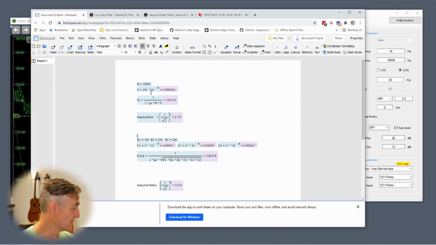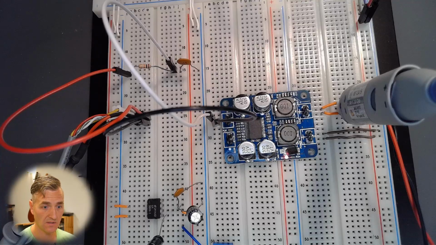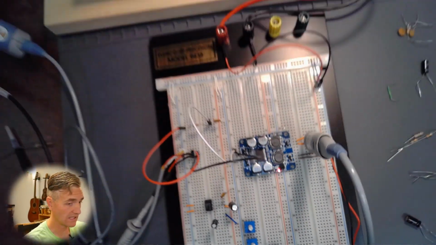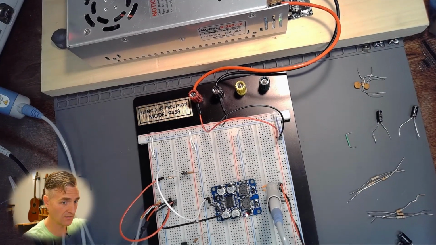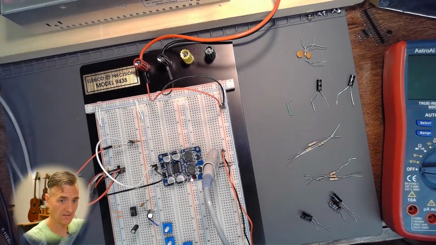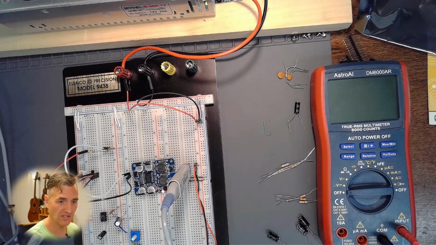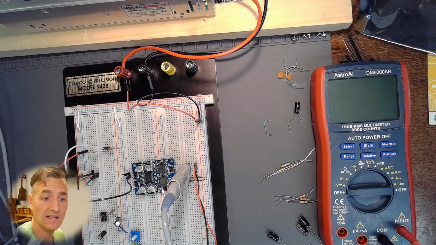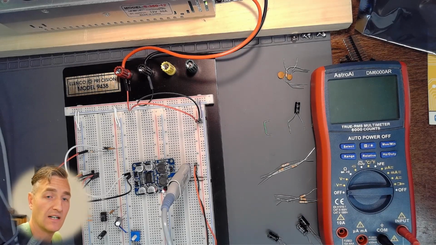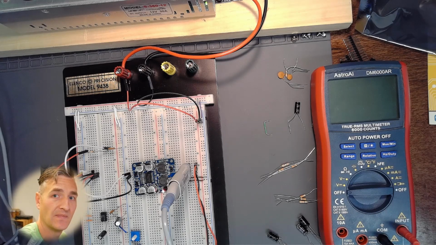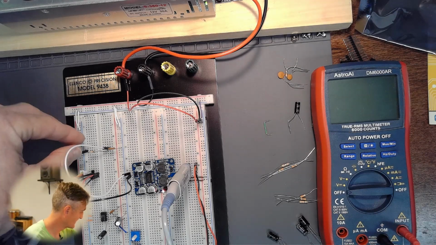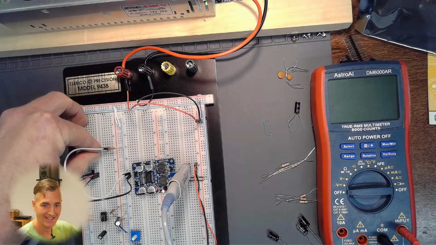You know what I can do really quickly? Let's measure the R and see if that is actually a 10K resistor. So I'm going to look back over here. Let's go back up a little bit so that we can see. There we go. Can we see my multimeter? Here's my multimeter. I'm going to take this R.